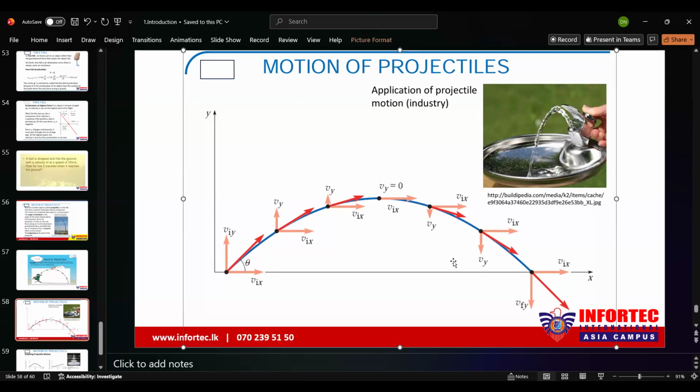Uy, Vy, and at the final position it represents V final Y, Vfy, right? Can you understand? Vyf. Then in this projectile motion, the vertical component is changing as for a free falling object.